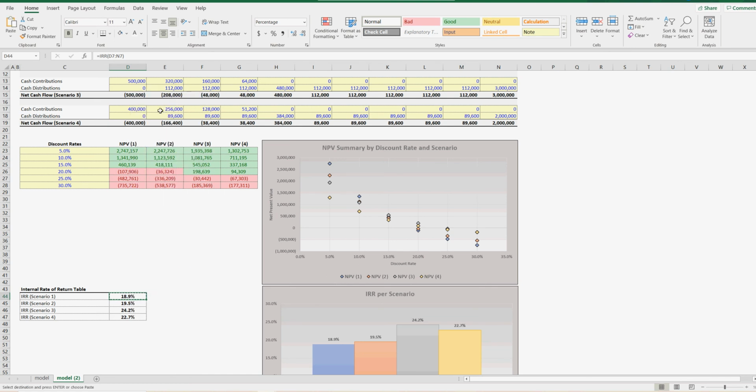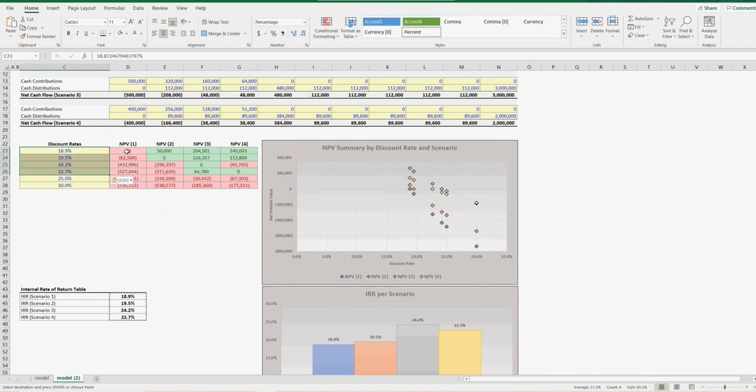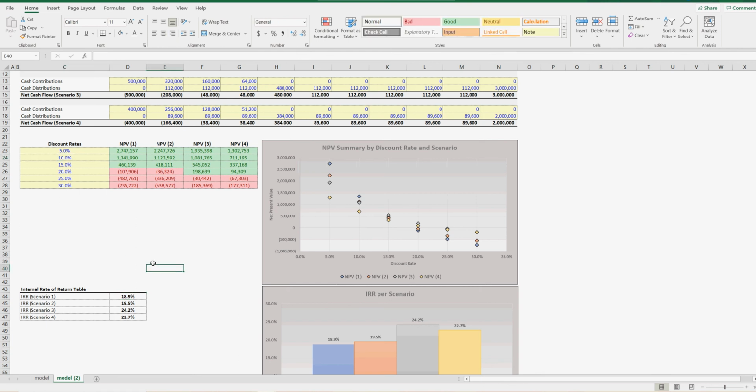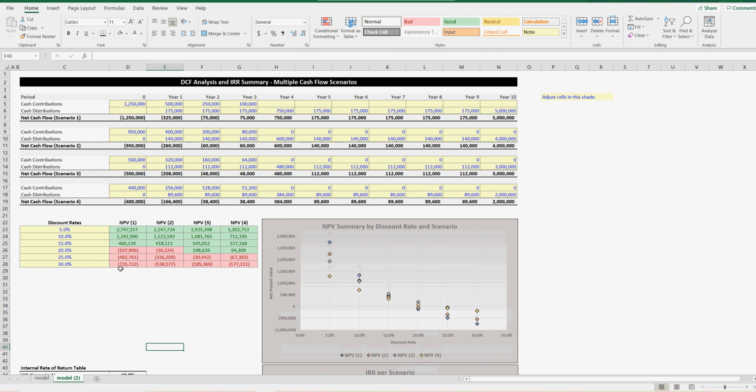So if I were to plug this into here for scenario one, you'll see scenario one is zero. If I plug all these in, this is kind of cool. You'll see this is where scenario one is zero, scenario two, three, and four at those rates. So that's how the math kind of interacts between net present value and internal rate of return. Again, it's nice to see when each scenario starts to go into the negative at given discount rates.